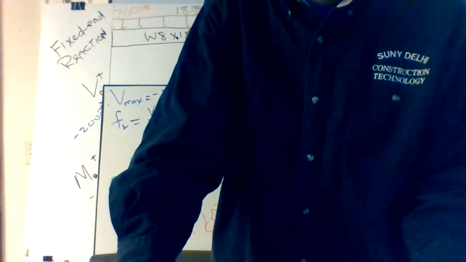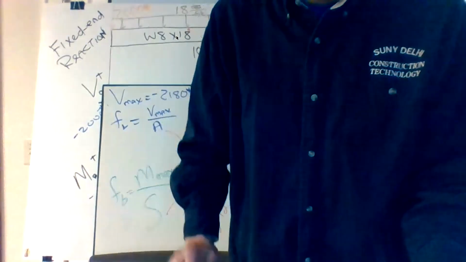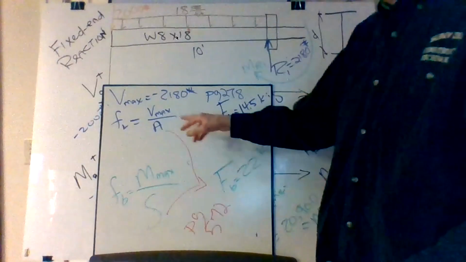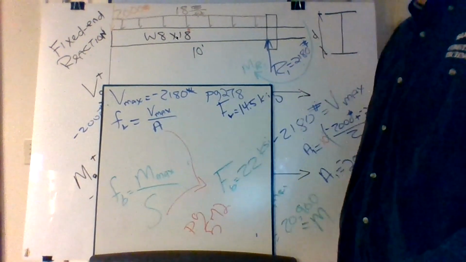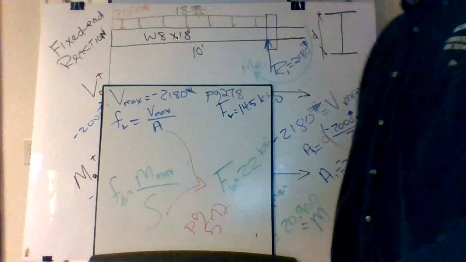For the FV is equal to the Vmax over A, do we have to use the 3/2? No, you're just going to use this. Okay, all right. Yep. For the other one you did, but not for this one. Okay.